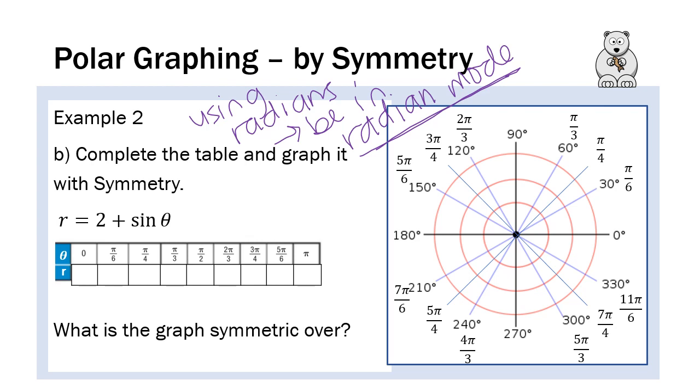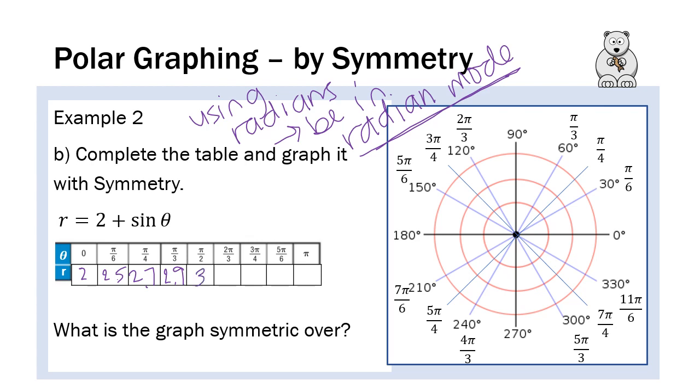For 0, I'm just going to go ahead and fill these in for you to show you what I got. I started with 2. When I plugged in pi over 6, I got 2.5. For pi over 4, I got 2.7. For pi over 3, I got 2.9. And for pi over 2, I got 3.